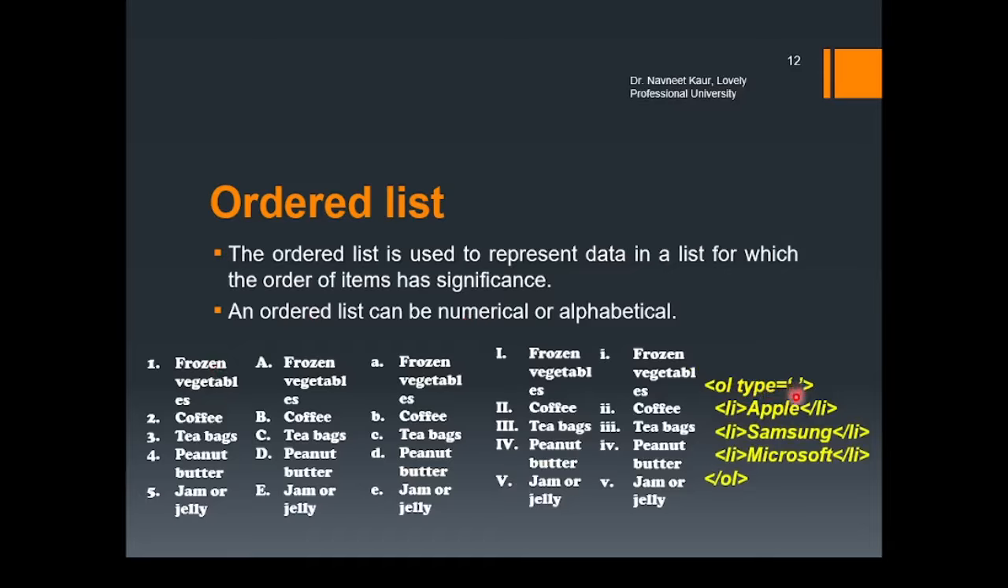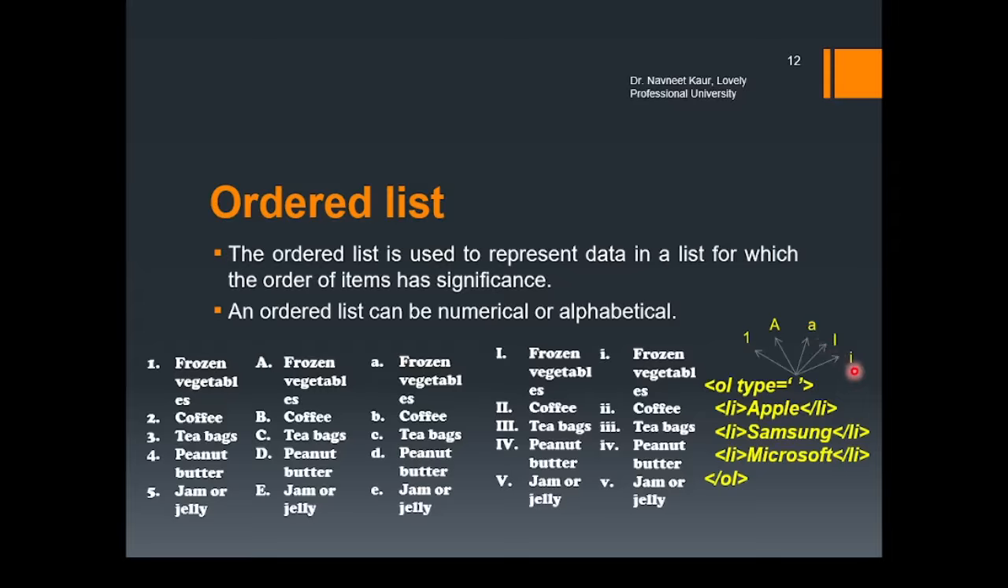So what are the different options that you can have here? Numbers can be represented as 1. Uppercase letters can be represented as a capital A. Lowercase letters can be represented as a small a. Uppercase Roman letters can be represented as capital I. And lowercase Roman letters can be represented as small i.